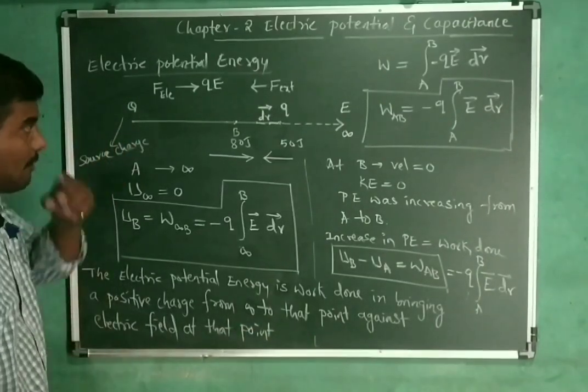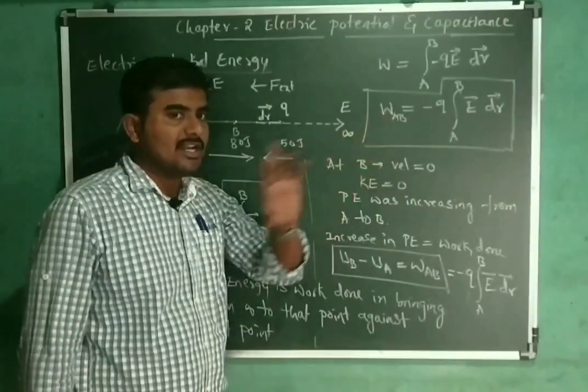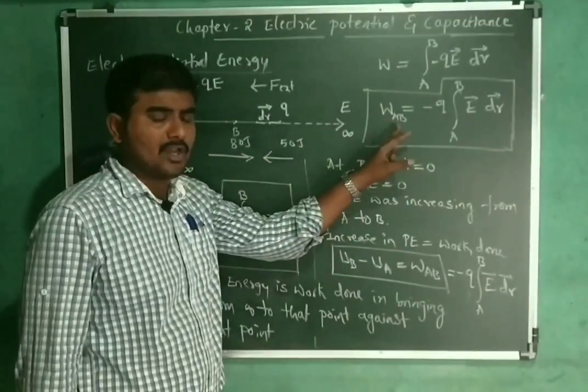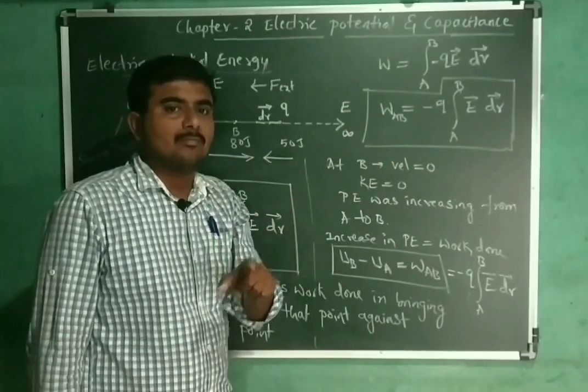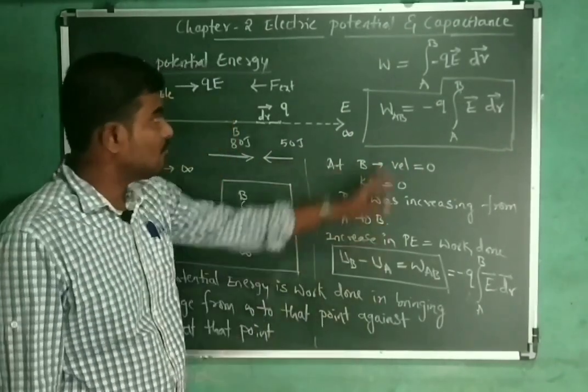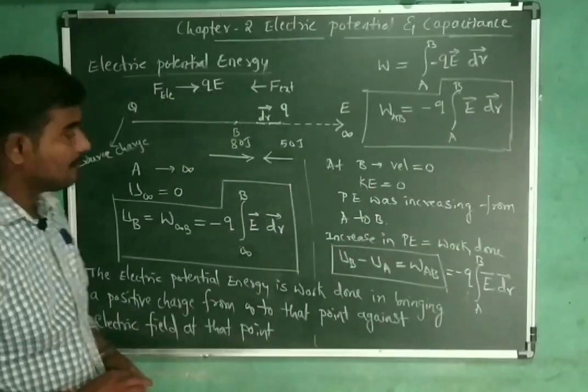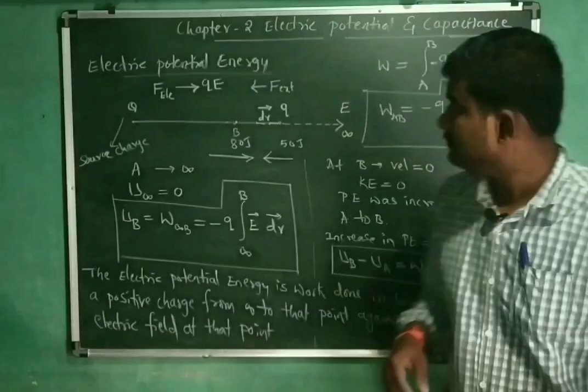So this is all about electric potential energy. So electric potential energy is basically work done, work done in bringing a positive charge from infinity to that point. Okay, so this is the formula for electric potential energy. Okay, you can note down.